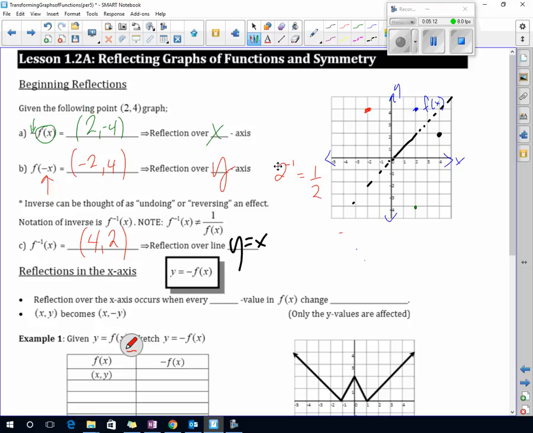Okay. So now we'll recap here. Y equals negative f of x. That is a reflection over the x-axis where what changes?